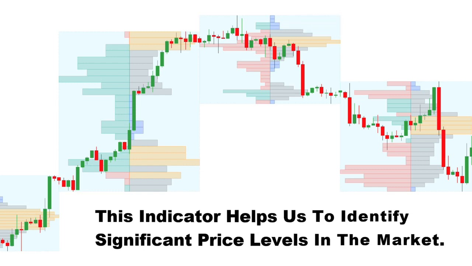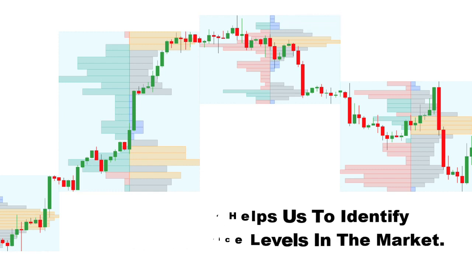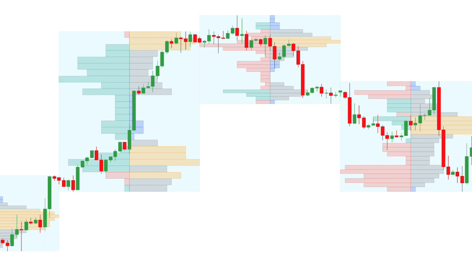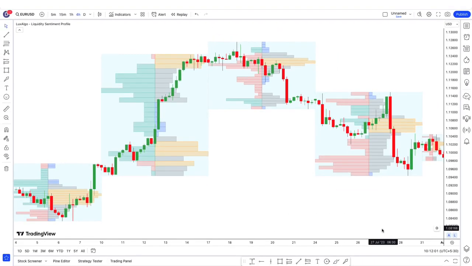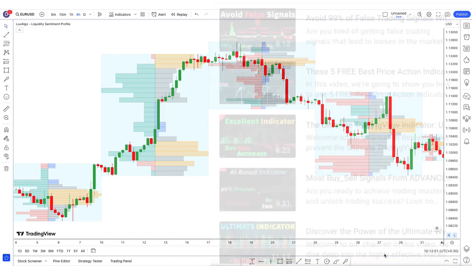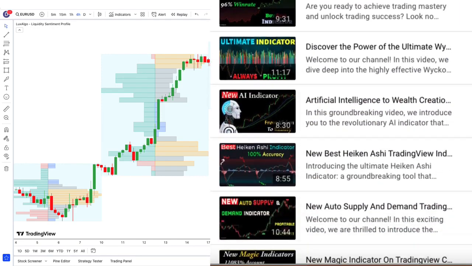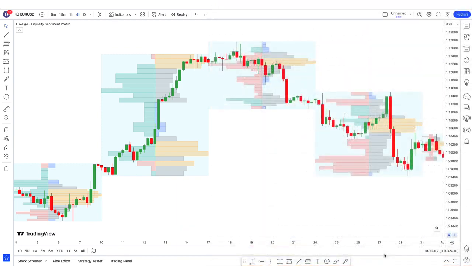This indicator helps us to identify significant price levels in the market. For example, when there is low trading activity for a price level, it may show a supply or demand zone, which in this case may show a supply zone for this price level, or a high trading activity for a price level such as can be seen here or here, it can show consolidation. Supply and demand are fundamental economic concepts that affect market dynamics and prices. In other separate videos, you can see a comprehensive guide to this nice advanced indicator in my playlist, and I explain in the playlist video how you can use this indicator with smart money concepts and price action analysis.